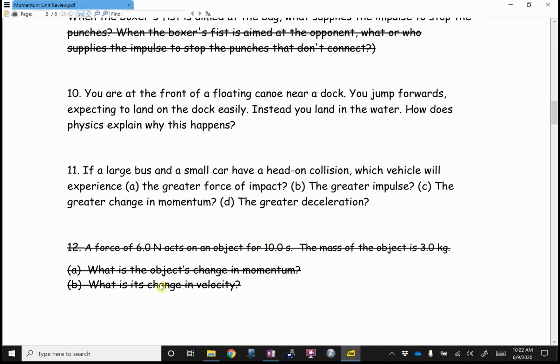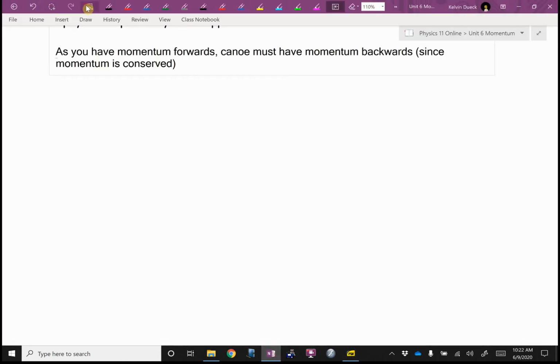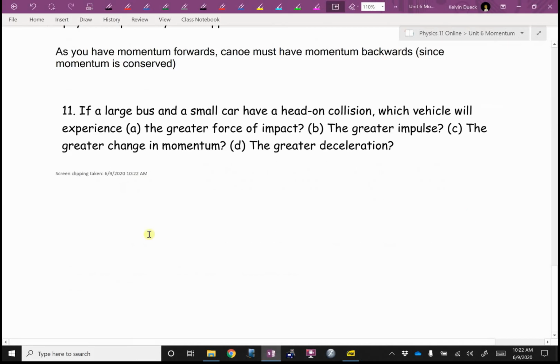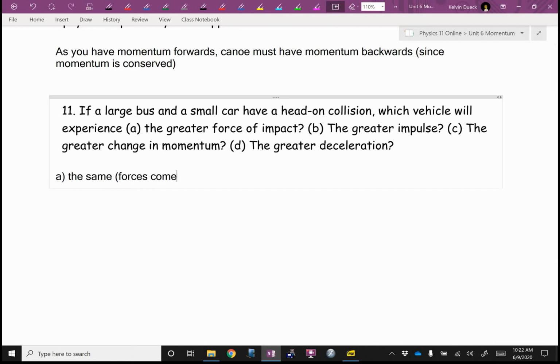Number 11. The classic physics problem. If a large bus and a small car have the same head-on collision, which will experience the greater force? The same, forces come in pairs, which we called Newton's third. Which one will have the greater impulse? The same, since same force and same time.